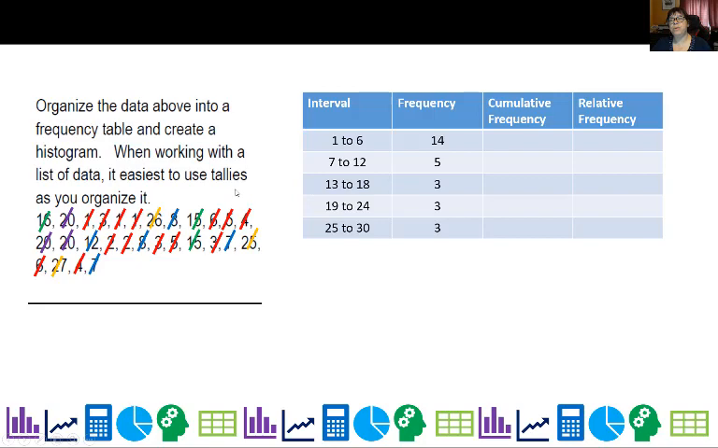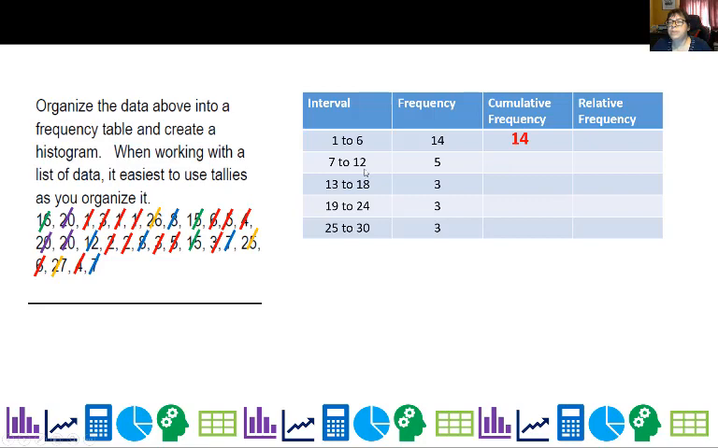Now, another thing when you are doing this, it's good to have a cumulative frequency and relative frequency. Cumulative frequency is kind of like percentile, which I'll teach you. Cumulative means what you have up to that point. So cumulative frequency from 1 to 6 means how many data points do I have that are 6 and lower? Well, there are 14.